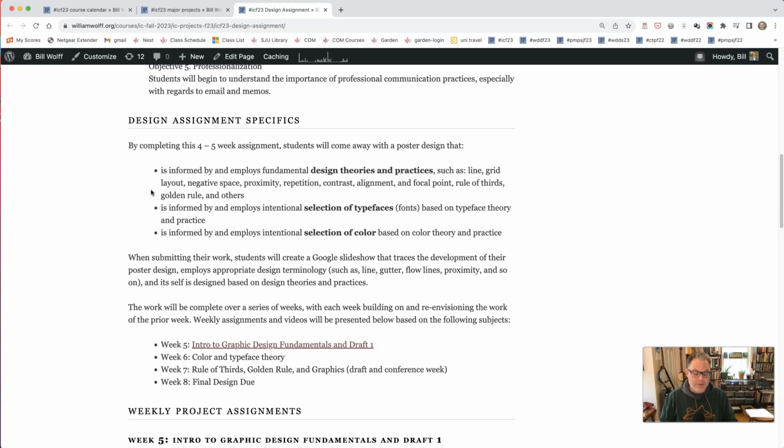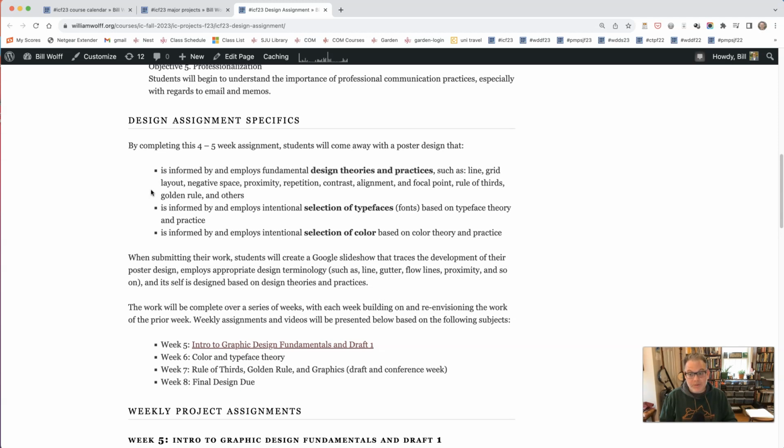The designs that we're going to be creating are going to be informed by, and you're going to employ in your creations, fundamental design theories and practices, such as lines, grid layouts, negative space, proximity, repetition, contrast, alignment, focal points, rule of thirds, and many others.